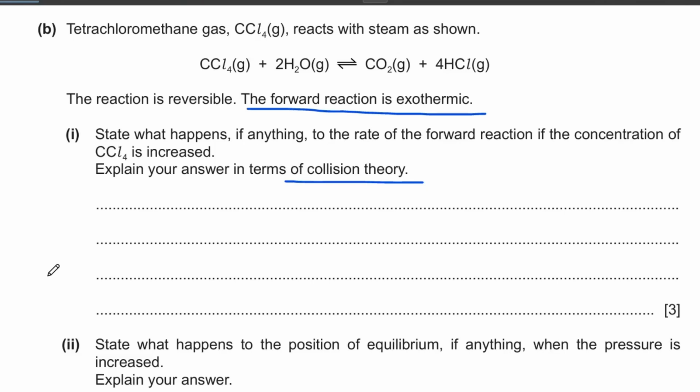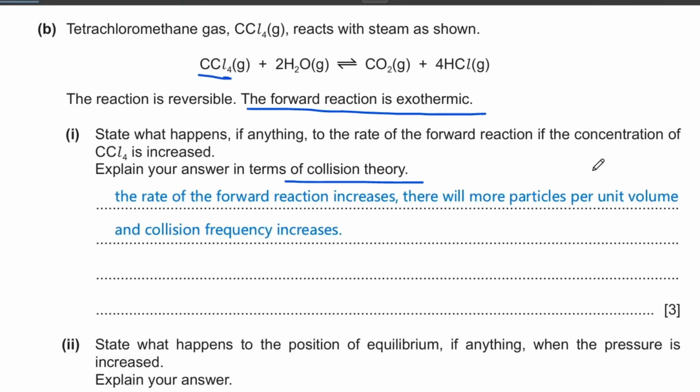So we're asked to write what happens to the rate of the forward reaction if the concentration of this is increased. So when the concentration of tetrachloromethane gas is increased, the rate of the forward reaction will increase and there will be more particles per unit volume, which will result in increased collision frequency. Now you can see how I stated my answer, 3 points, because it's a 3-mark question. So don't just stop at the rate of the forward reaction increases and then move on.